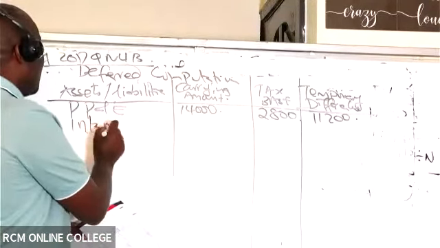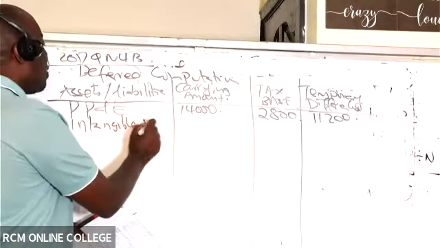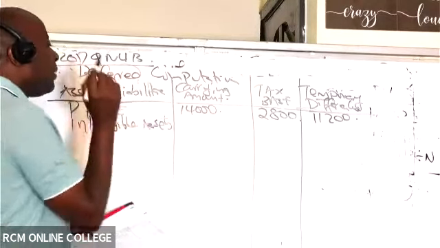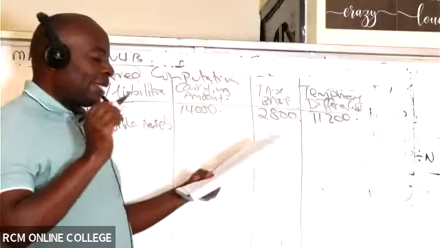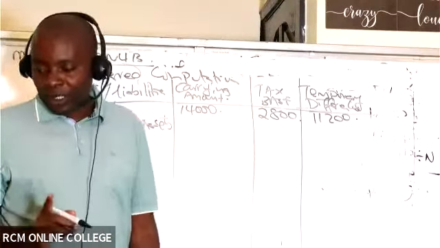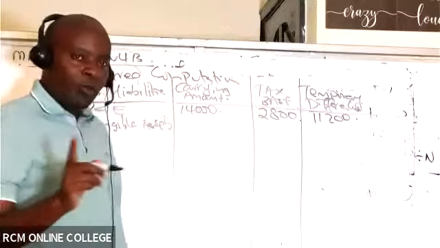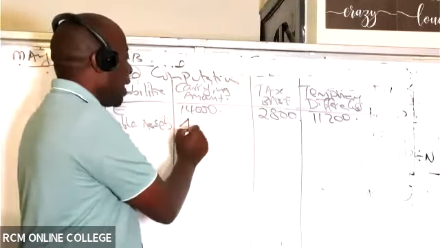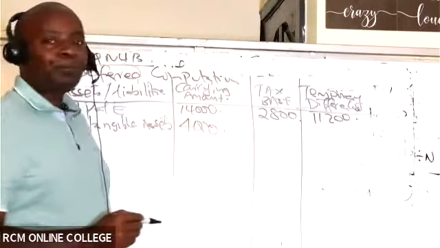The second item in the balance sheet is called intangible assets. So for intangible assets, what do we have as the book value? The book value there is 4,000. Remember, carrying amount is the same as book value. So in this case, the book value here is 4,000.